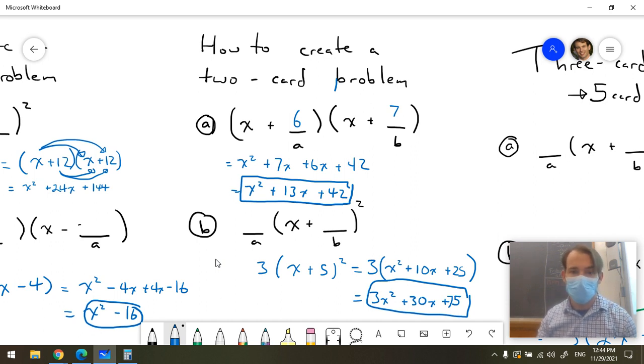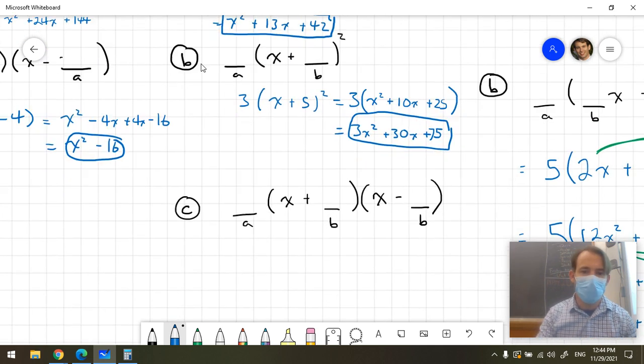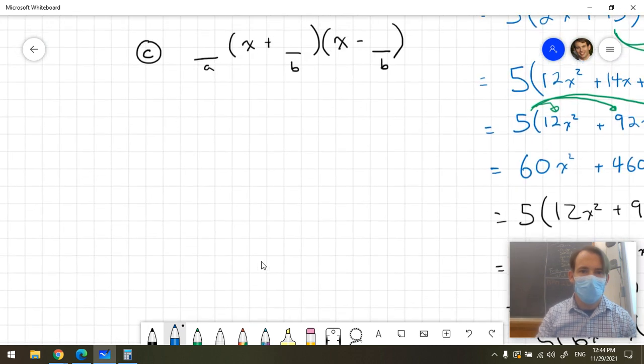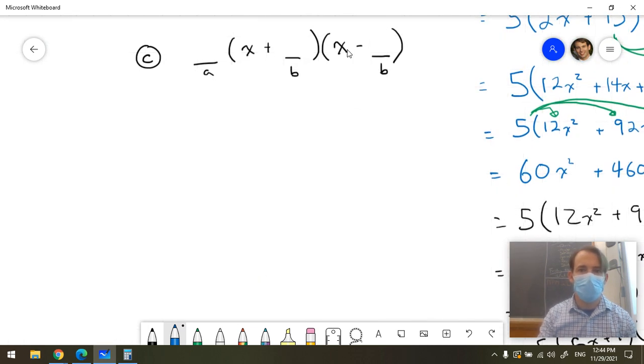So those are two-card problems. And I could also do that with a perfect square here. If I put a 5 there, and I already did that example. And I could do that with difference of squares as well, where if I have x plus 6 times x minus 6, let's say I have x squared minus 36 as my answer here to 6 and 6. X times x is x squared. X times negative 6 is negative 6x. Plus 6 times x is plus 6x, so that adds to 0. And then 6 times negative 6 is negative 36.